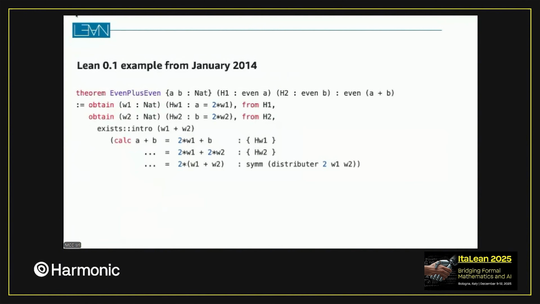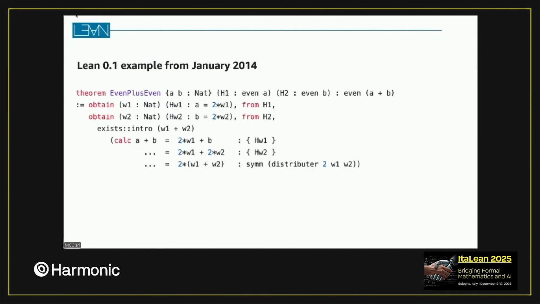And a few months later, this is what we could write. It's not that far from what we have today in Lean. This is a simple theorem proving that the sum of two even numbers is even. You have the obtain, we have too many commas here, but the obtain syntax is close enough. We use double colon for namespaces.